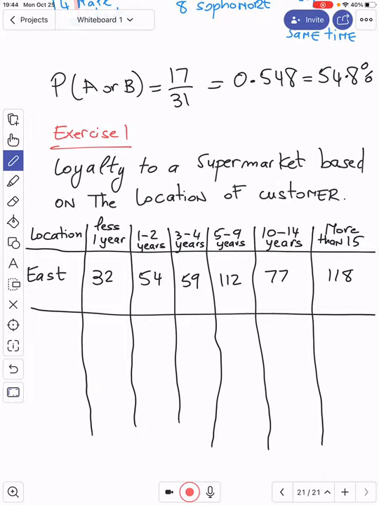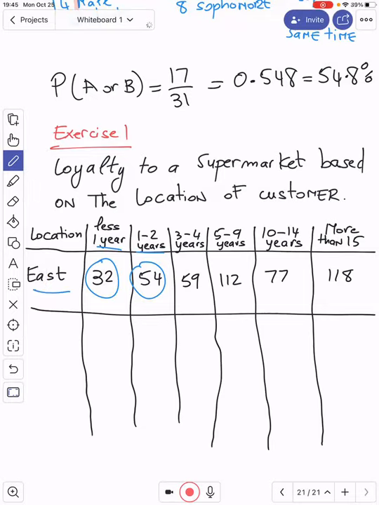I mean, do these numbers make sense to you guys? Do you understand the table, how this table works? So again, this number 32, that's the number of customers that are from the east, and they have been loyal to the supermarket for less than 1 year. Okay, etc. So this 54 is the number of customers from the east and they have been loyal to the supermarket for between 1 and 2 years, etc.